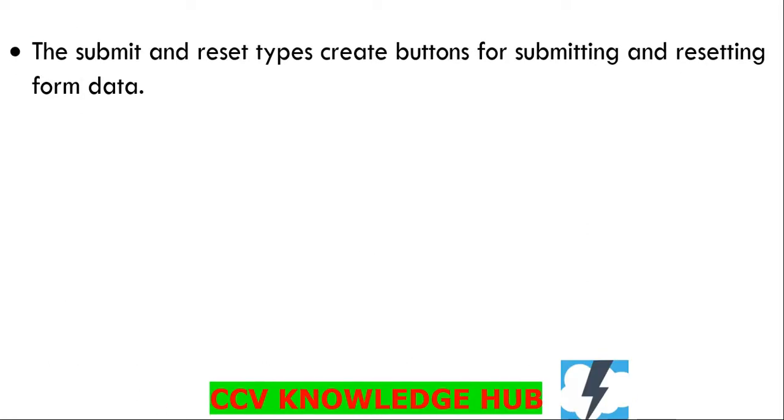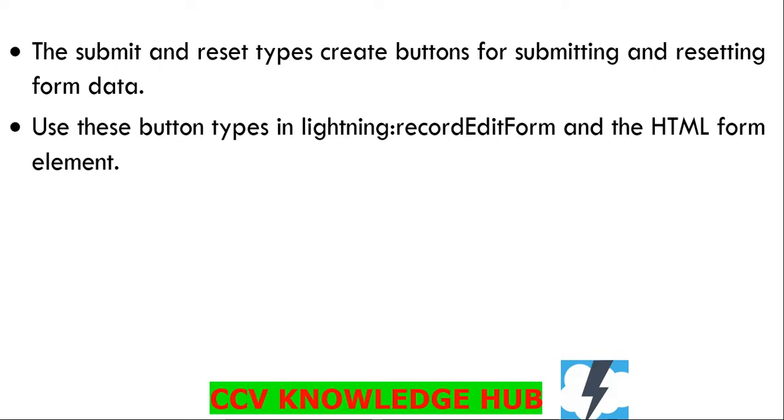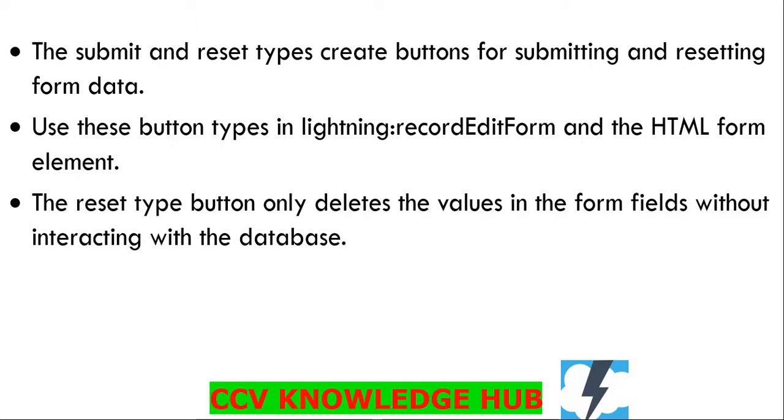The submit and reset types create buttons for submitting and resetting the form data, and you use these button types in a Lightning record edit form and an HTML form element. The reset type button only clears the values in the form fields without interacting with the database. It will not go to the database; it will only clear the field data.